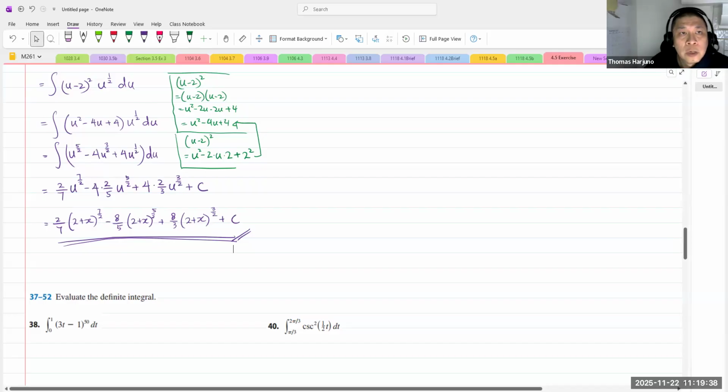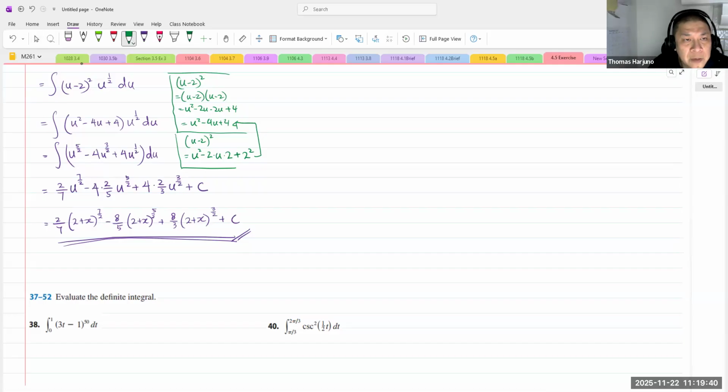Okay, now in case you want to go a bit further, we can simplify even more than this, but at least I factor out u to the power of 3/2. Then I get 2u to the power of 3/2 times (1 over 7 u squared minus 4 over 5 u plus 4 over 3) plus constant. Then I substitute the u.